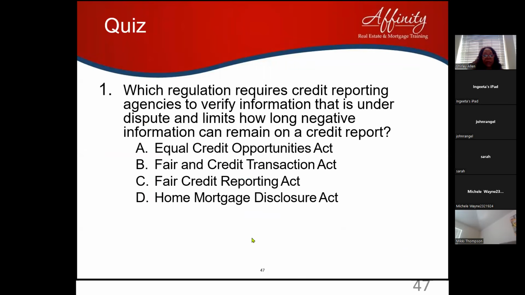Okay, post in the chat, which regulation requires credit reporting to verify information that is under dispute and limits how long negative information can remain on the credit report? You guys can post in the chat. Go ahead, read it. You'll know it. There we go.